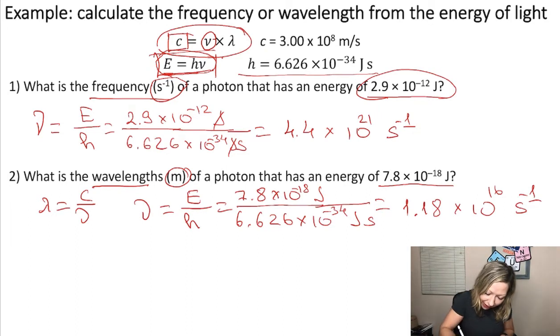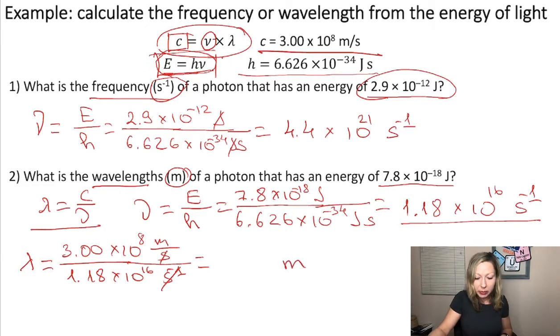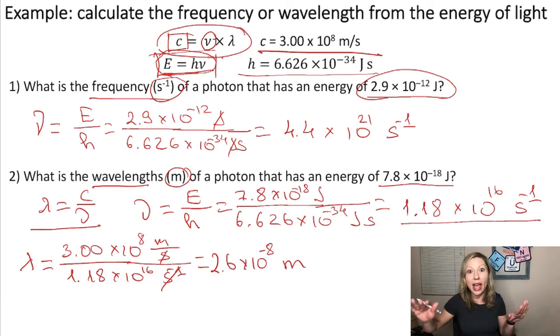Let's calculate the wavelength. So I'm just simply going to plug in the numbers into this formula right here. The wavelength equals the speed of light, which is right up here, 3.00 times 10 to the 8th meters per second divided by the frequency that I just calculated, 1.18 times 10 to the 16th 1/second. The seconds will cancel out. My final unit will be meters, and if you do this calculation, you are going to get 2.6 times 10 to the negative 8 meters. Okay, so this is one way of doing it. What is the other way?